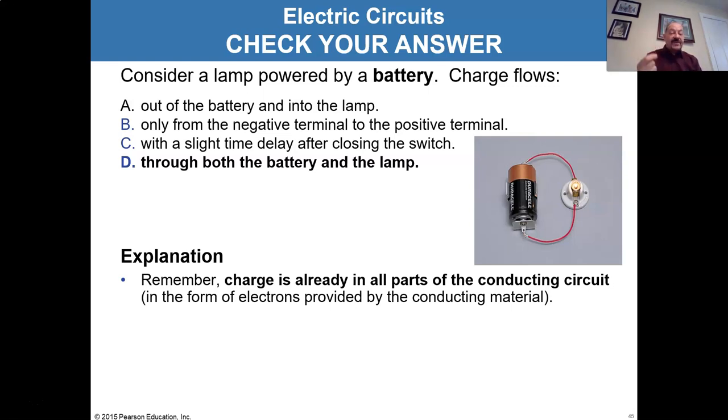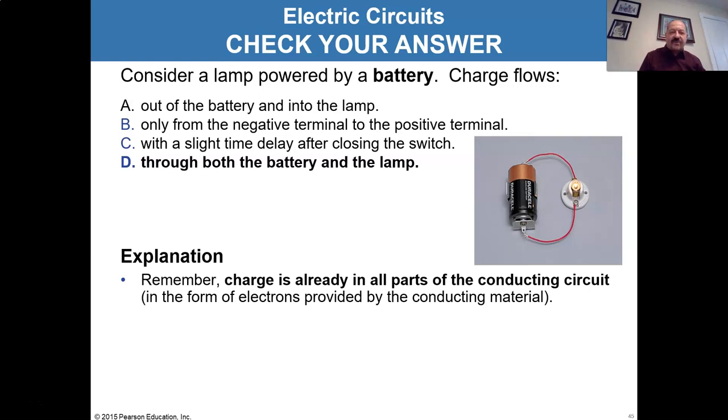Remember, electrons flow from negative to positive terminal, but that's charge flows only from negative to positive, but it's also flowing inside the battery as well. It's just all part of the same circuit. That's a little misleading. C, with a slight delay after closing the switch.